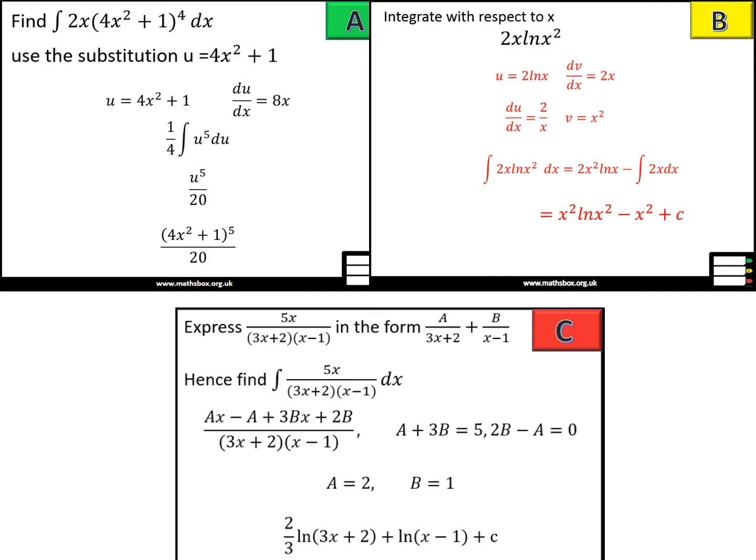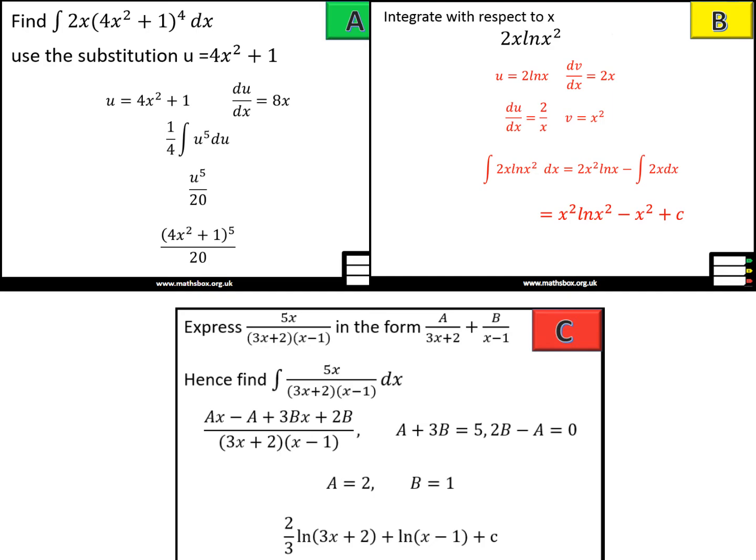But if you notice, this question you could have actually used reverse chain rule. Okay, so if you use the substitution, you differentiate it, that gives you du by dx is 8x. You substitute all of that into your integral, and then you integrate it normally. So that one's pretty straightforward.